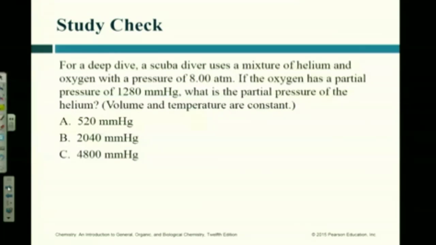Well, what do we know? We have two gases, right? What do we do with the pressures of the two gases? We add them together, right? And that'll give us a total pressure. So how do we get the pressure of helium? Subtract the oxygen from the total, and that'll tell us what's the helium, right? First thing you gotta do is get them both in the same units.